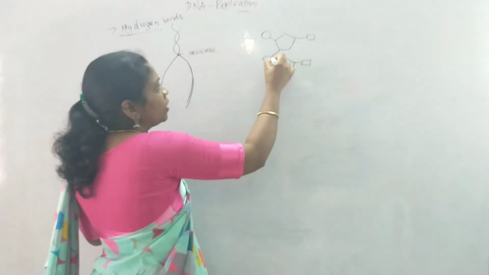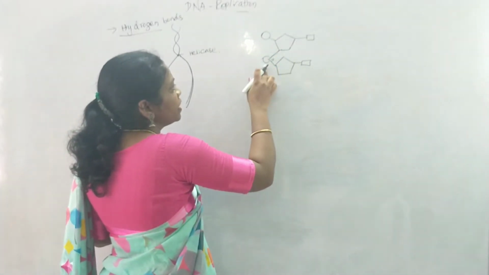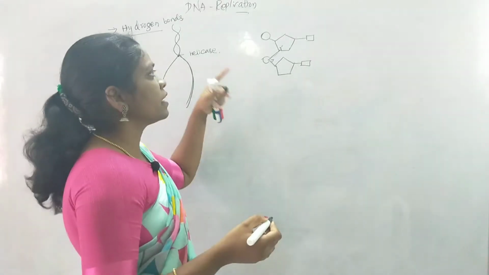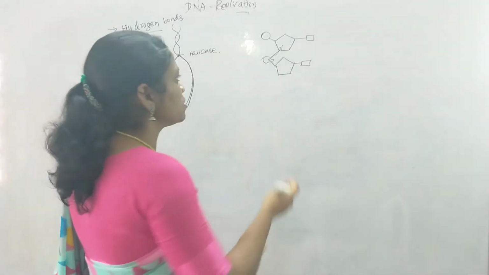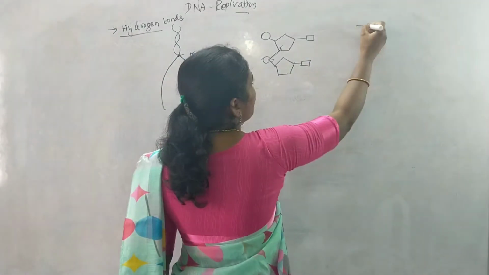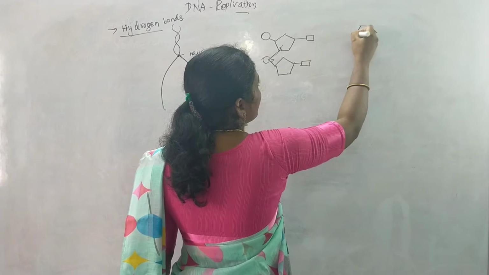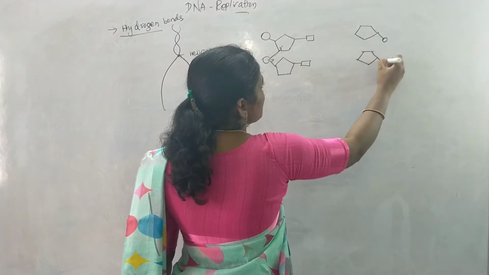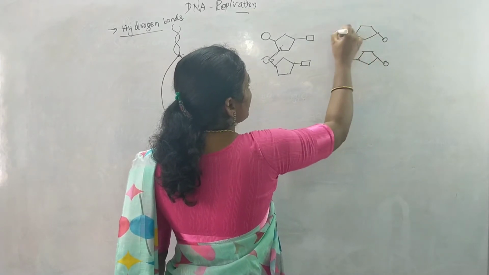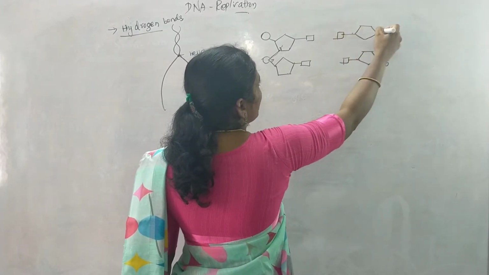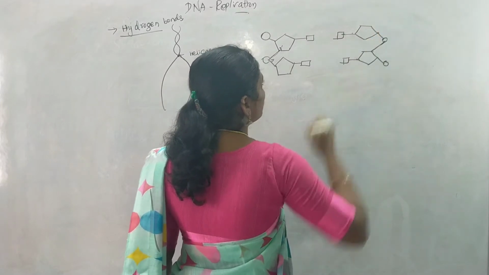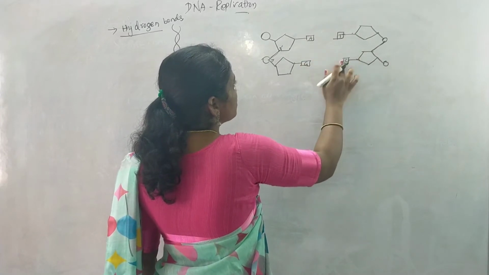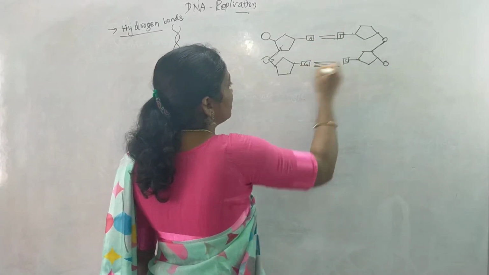The 5 carbon region of one pentose sugar is attached with the 3 carbon end of another, adjacent nucleotide, that is, to its pentose sugar. This is how the nucleotides are arranged. When you go to the opposite side, we can find the nucleotides are arranged anti-parallelly, with the phosphate group here and nitrogenous bases. Here again you can find how the nucleotides are connected: adenine, thymine, guanine, cytosine, connected by hydrogen bonds.